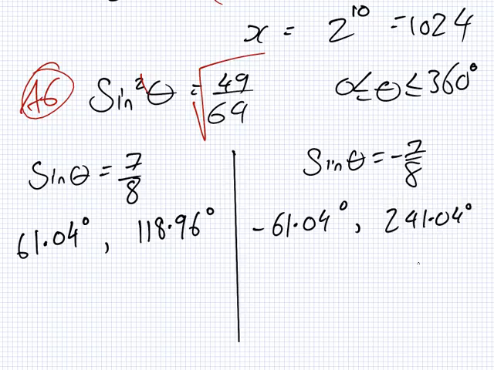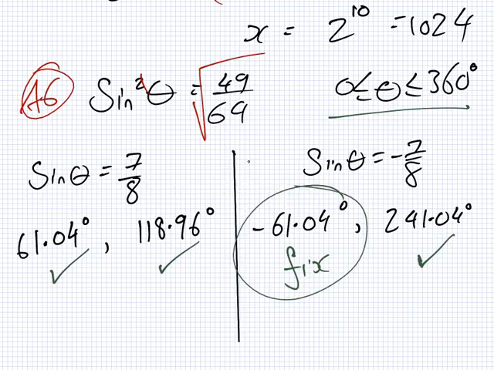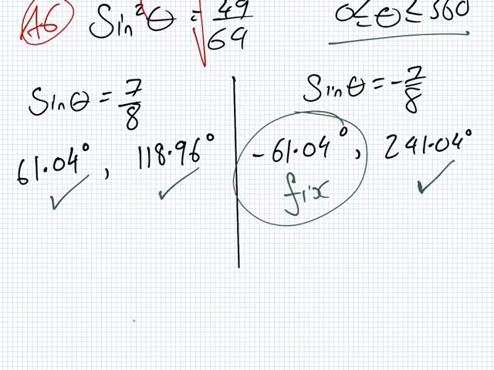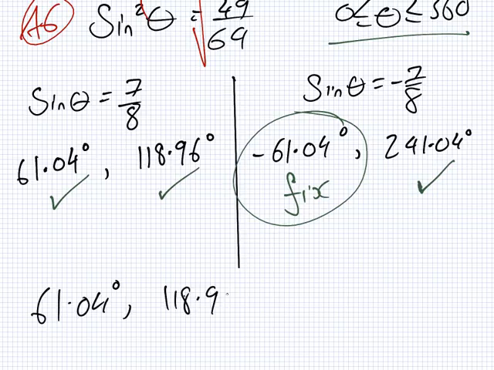So now the last step is to fix them. Is this answer okay? Yeah, because it's in the range. This one? No. This one? Yeah. And this one? Yeah. How do we fix this? Plus 360. So we have 61.04, 118.96, 241.04, and then 298.96.